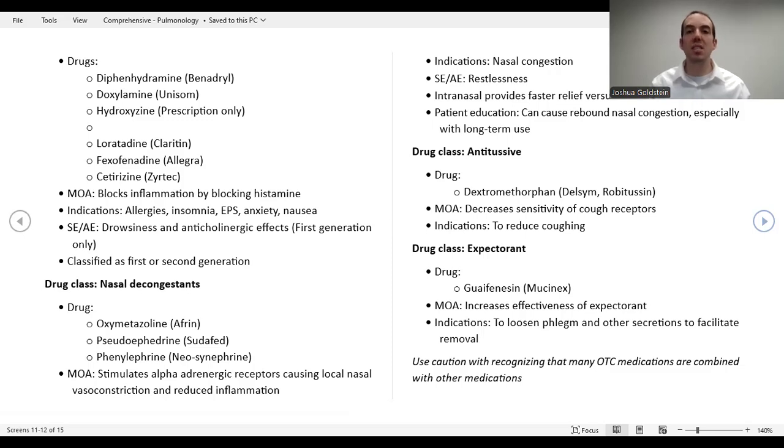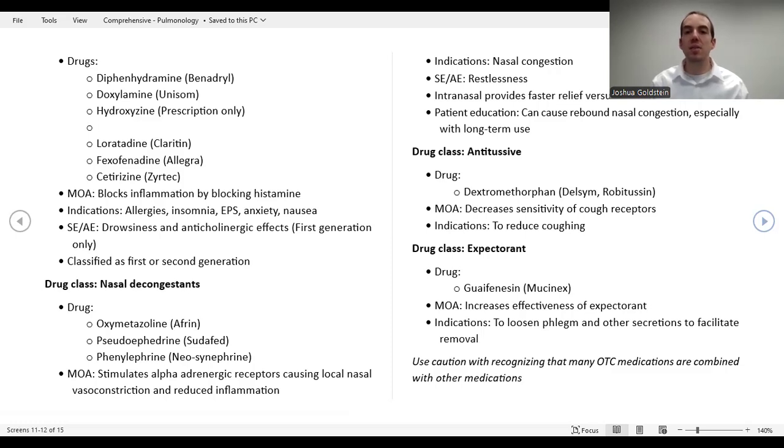What do we use this for? We use it for nasal congestion. And an adverse effect of this is that it can cause restlessness. It can cause a little bit of fidgetiness, a little bit of being antsy. Intranasal is the most common route that we use for this, and this is considered a more targeted route than giving it PO. Patient education is that this class of drugs can cause rebound symptoms if they take it long-term, and long-term in this case really is about 3 to 5 days. If they're taking their pseudoephedrine or something like that for more than 3 to 5 days, they can end up with their symptoms coming right back as soon as they stop taking it.